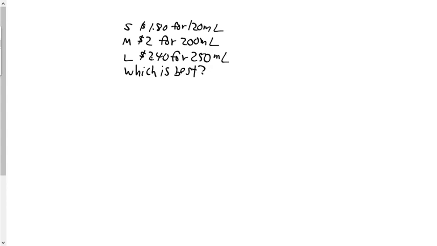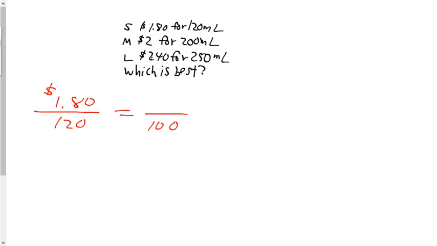Our next question is also a proportional reasoning question, but is a useful one because we're actually using it to compare. Small, medium, and large: it's $1.80 for 120, it's $2 for 200 mils, and it's $2.40 for 250. We said before, if you're going to compare amounts, you want to have it in a unit rate. Now we said 1 milliliter is a very small amount, and it doesn't actually work out to be even a cent. So we said the easiest way is to change everything to 100 milliliters, or a deciliter, right?